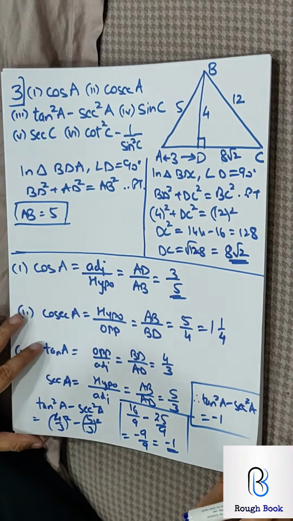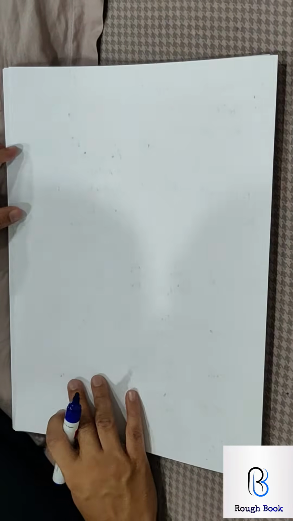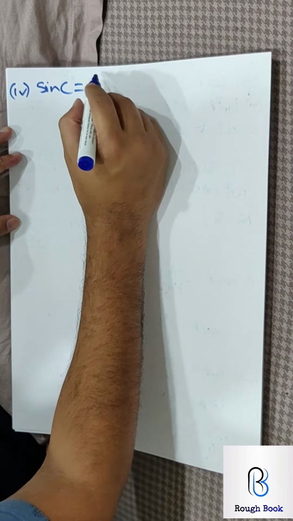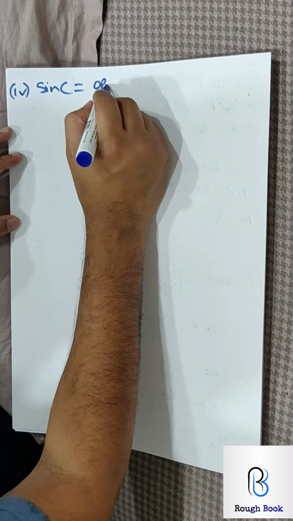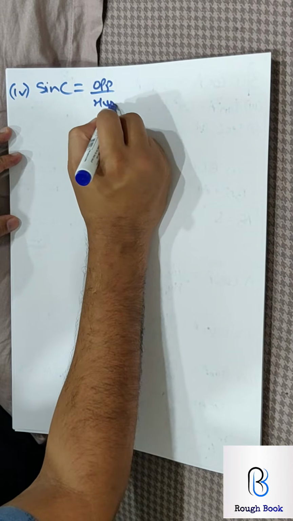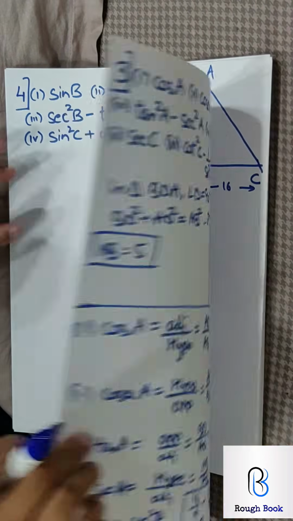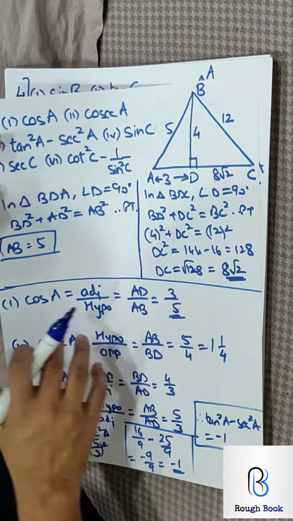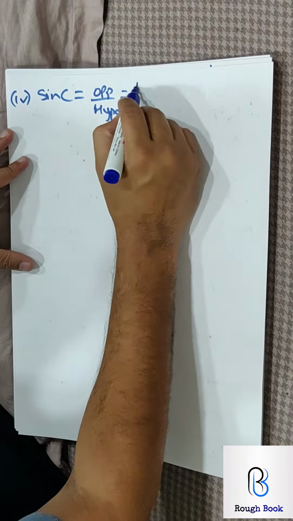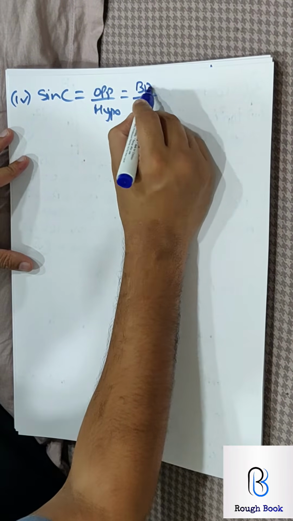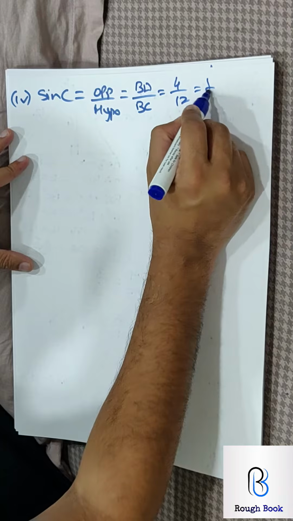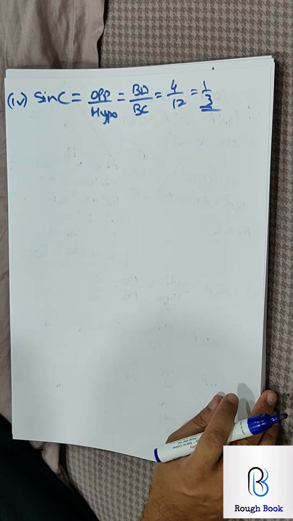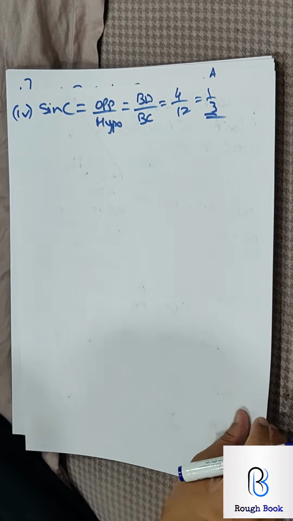Now for the fourth part, sin C. So I will take part 4, sin C. Sin is what? Opposite upon hypotenuse. So I'll have to see what is opposite, what is hypotenuse for C. So for C the opposite is BD and hypotenuse is BC. So BD upon BC, that is 4 by 12, 1 by 3. How many hands go up getting this part correct? 1 by 3. Yeah, let's go for the next part.